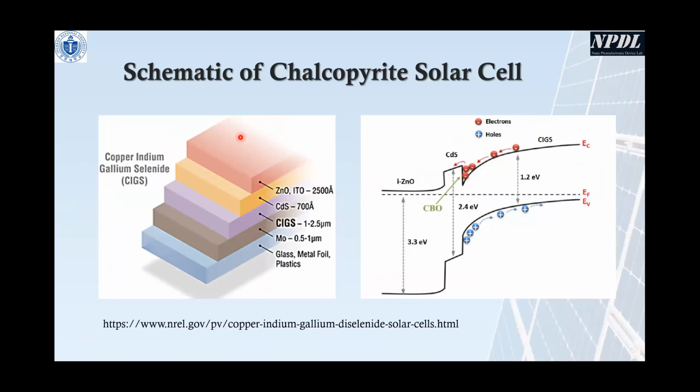Now I am going to focus on the schematic of the chalcopyrite solar cell. Usually a CIGS solar cell, or CZTS, consists of different types of layers. First, the bottom layer is moly-coated glass, then the CIGS absorber layer. Then we fabricate cadmium sulfide, which in solar cell terms is called the buffer layer, and then the top is the window layer. So here are two parts.